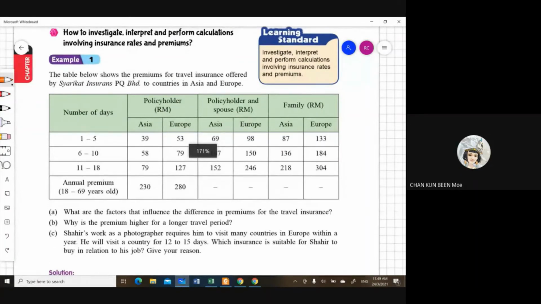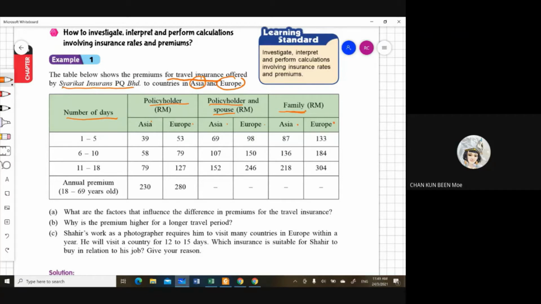No worry. So the table below shows the premiums for travel insurance offered by Syarikat Insurance PQ Berhad to countries in Asia and Europe. So the insurance company is Syarikat Insurance PQ Berhad. Okay, that is the premium for traveling to Asia and Europe. Okay, so you can see this part represents the number of days. This part represents the policy holder itself to Asia, to Europe. This one is the policy holder and the spouse to Asia, to Europe. This one is the package for the whole family to Asia, to Europe.